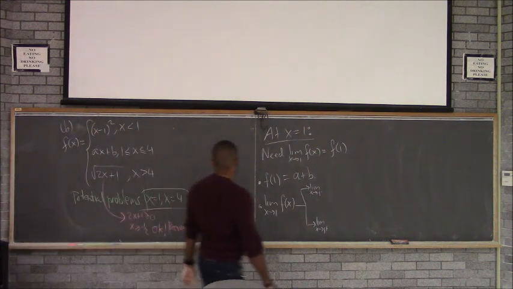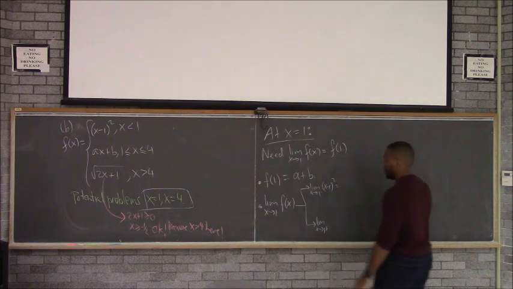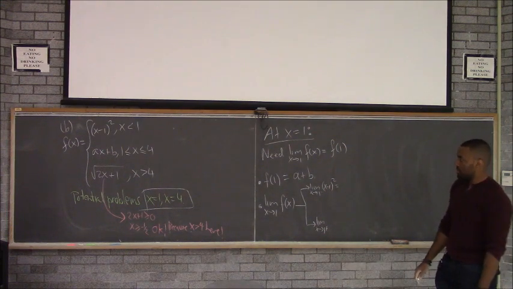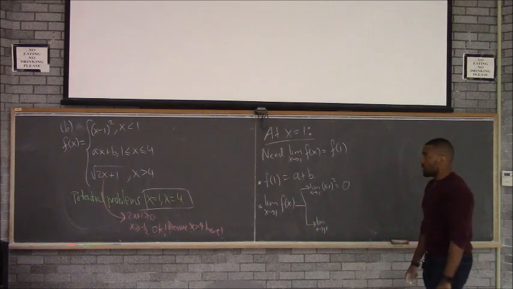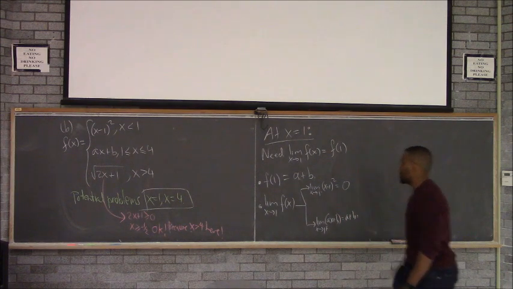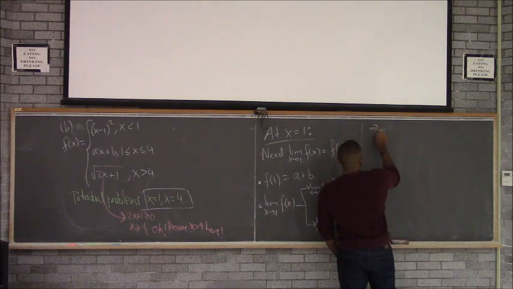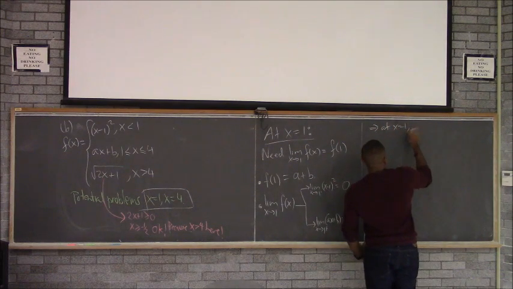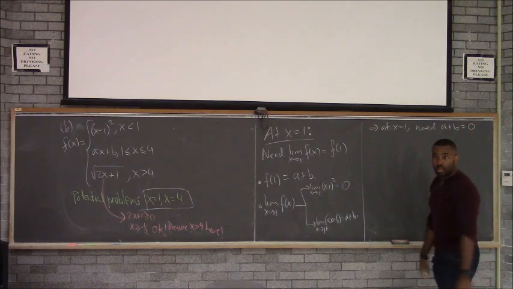So if I'm on the left, the thing being considered is x minus 1 squared. What's the limit as x approaches 1 from the left of that? 0. On the right, the function is ax plus b. Well, that's a plus b, right? So this means at x equals 1, we need that a plus b must be 0, right?